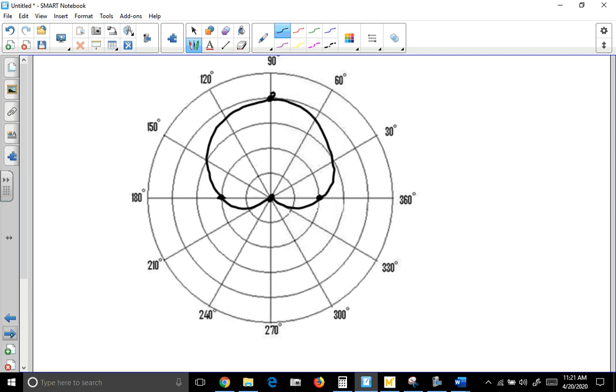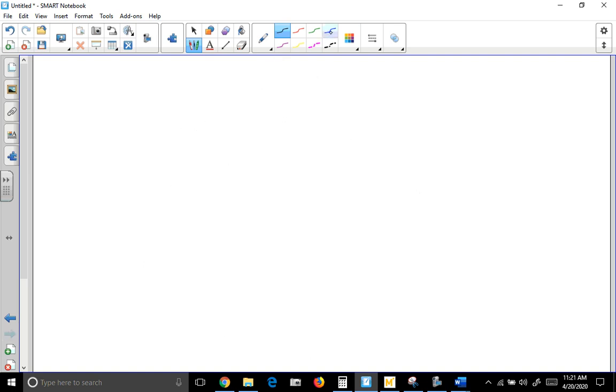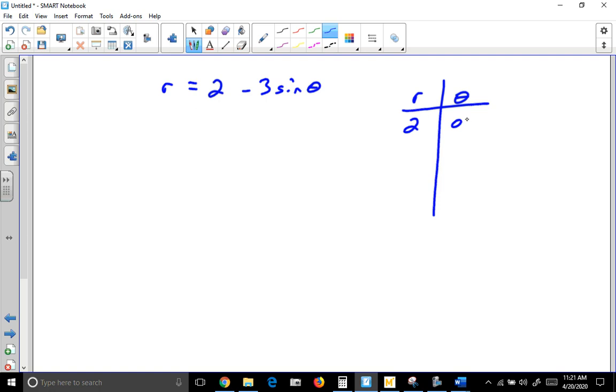So let's do another one. Let's do r equals 2 minus 3 sine theta. If we put a 0 in, sine of 0 is 0, so we get 2. If we put 90 in, sine of 90 is 1, 2 minus 3 times 1, so 2 minus 3 is negative 1.